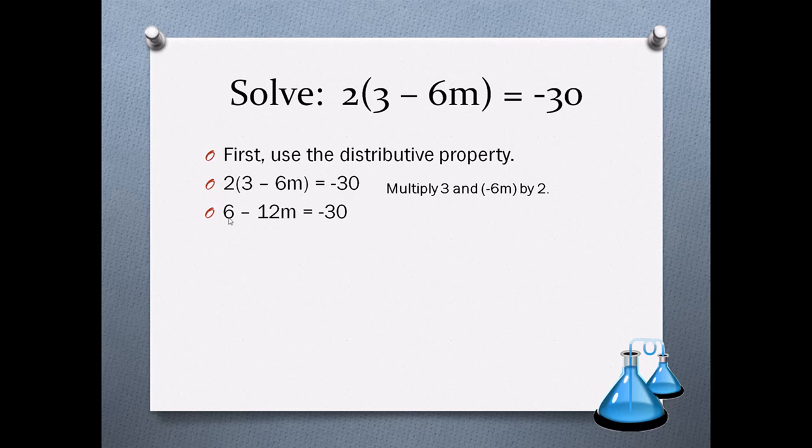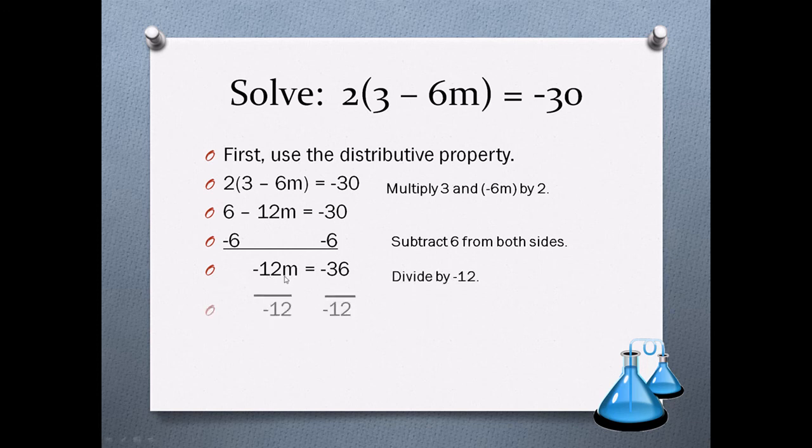We have a positive 6, so to move that to the right, we would have to do the opposite of a positive 6. So we subtract 6 from the left, subtract 6 from the right. So we're left with this negative 12m equals negative 36. Our goal, of course, is to get m alone, and the opposite of multiplying by negative 12 would be to divide both sides by negative 12. And negative 12 divided by negative 12 is positive 1, and negative 36 divided by negative 12 is 3. So m equals 3.